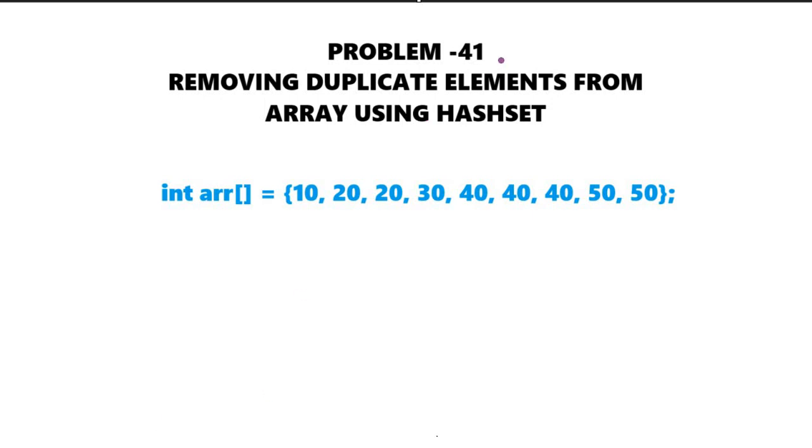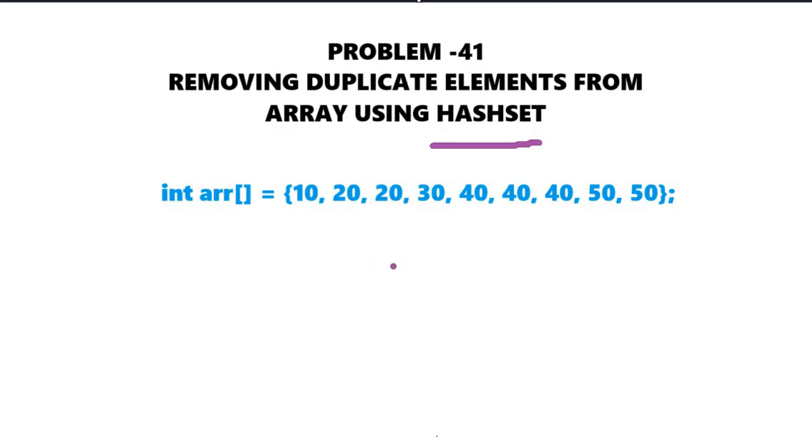So this is the part 2 for problem 41. The problem 41 is to remove duplicate elements from an array, and in the first part we solved this problem using a simple for loop. But in this part, we will be solving this problem using HashSet, which is the easiest method.